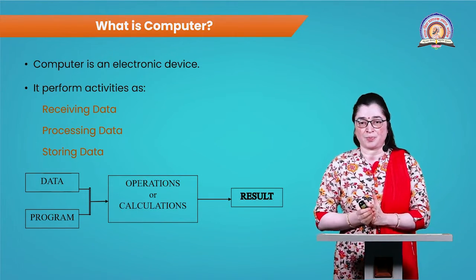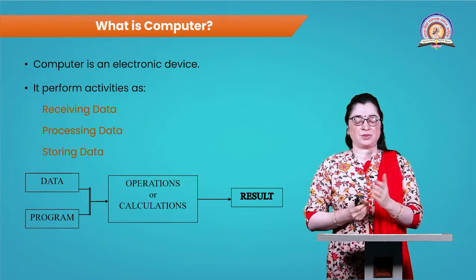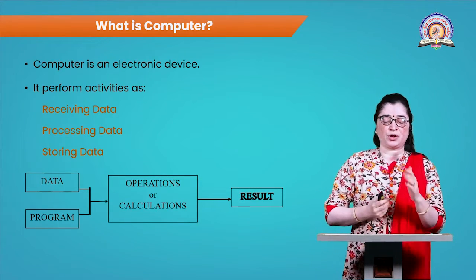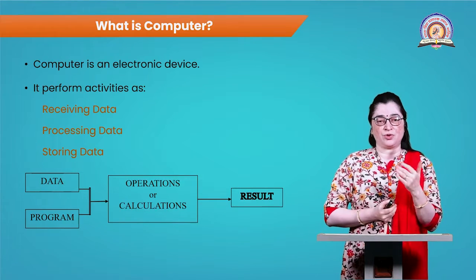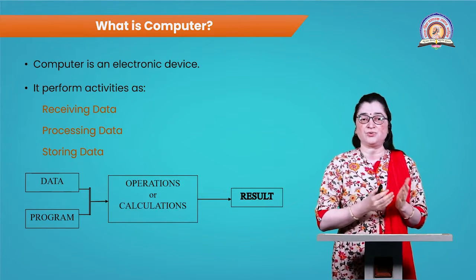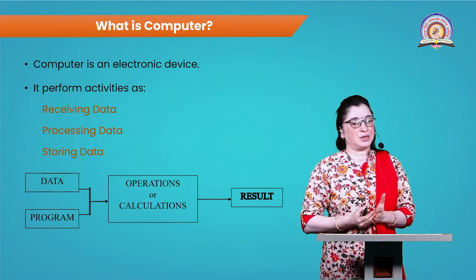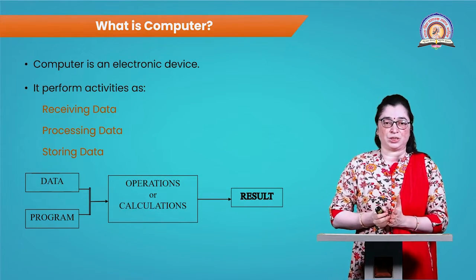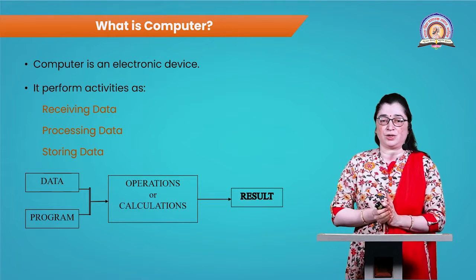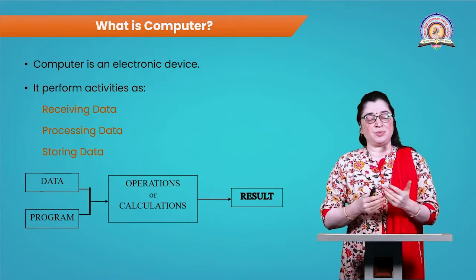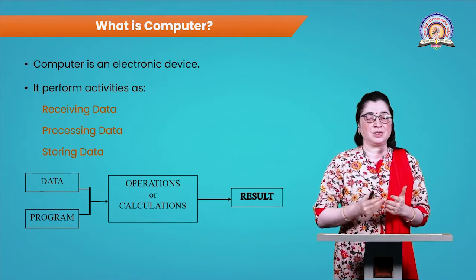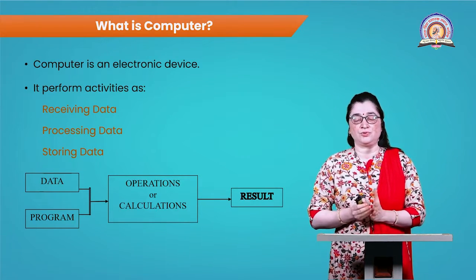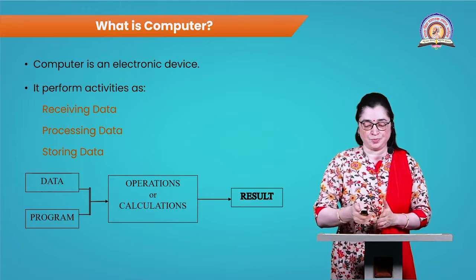Here we can see the rough sketch of a computer system. Data and program means whatever we provide as input, whatever instructions, numbers, text we enter, that is known as data. Then it performs certain operations or calculations, whatever instructions are given by the user, that may be some calculation or comparison. And then it provides the final result, which is known as output.